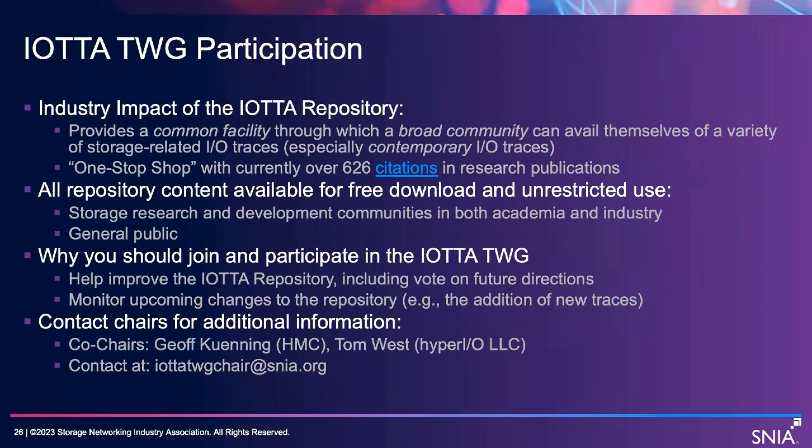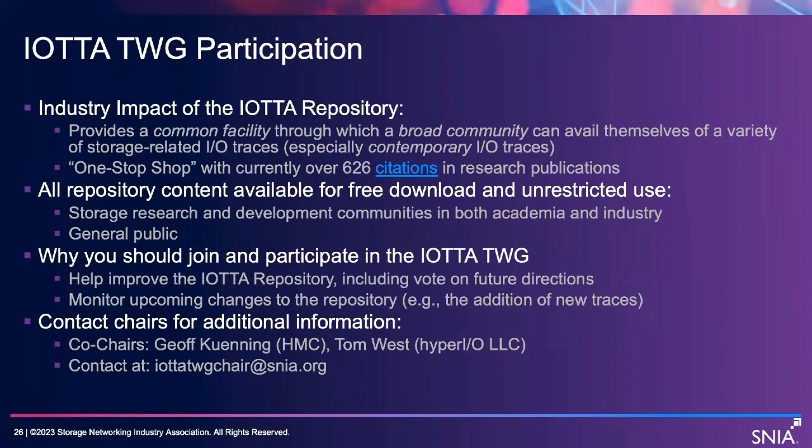The interest and actual use of the repository can be shown by over 626 citations within various research publications. You can go to the repository website, click on related resources, where you can see a list of these citations, and shown for each of these citations are the author names, paper title, journal name, and date. And while at the repository website, you can click on the statistics link at the top of the webpage to see recently trending traces, which currently include the dedupe traces from FSL, IBM object storage, and other traces as well.